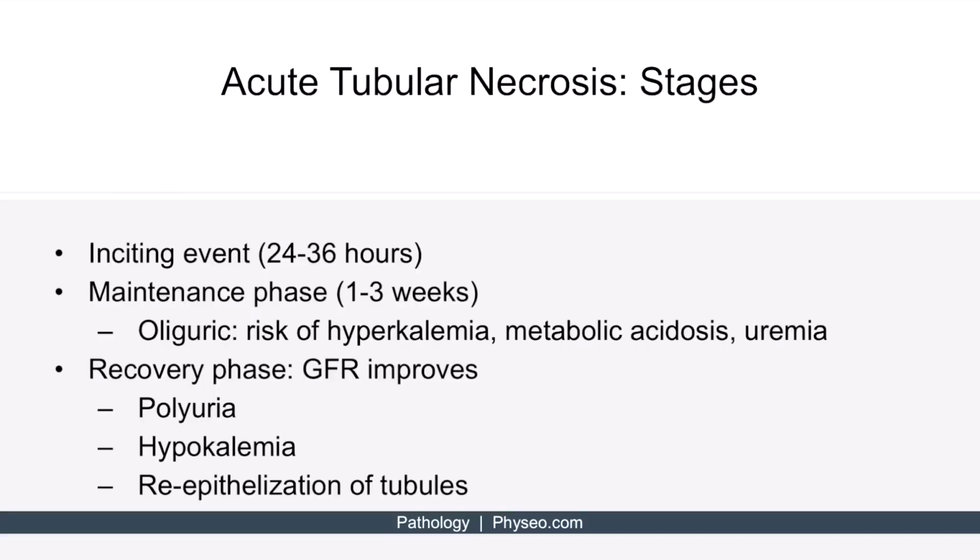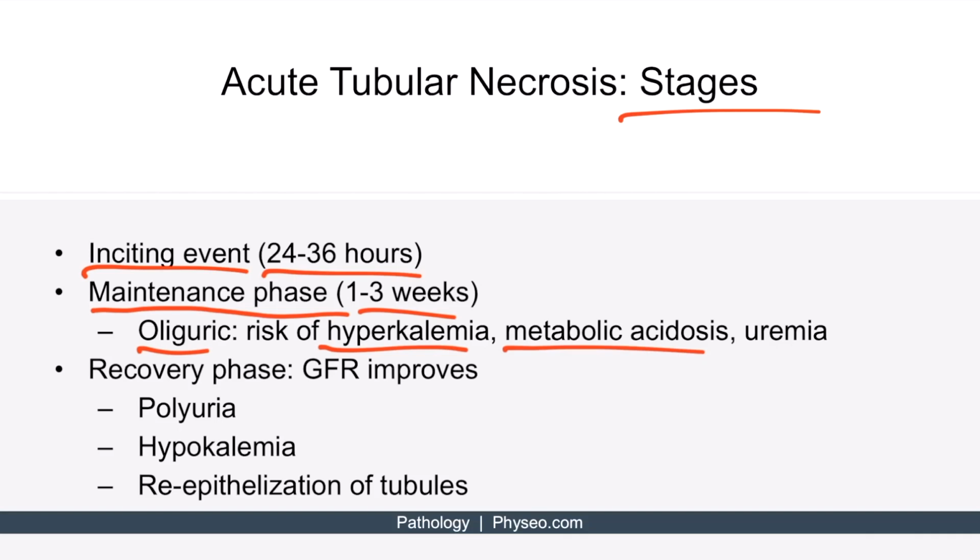And it's the fact that it has stages. The first stage is the inciting event, and that may last up to 24 to 36 hours. During this stage, there's only a slight decrease in urine output. Now the next stage is the maintenance phase, which can last 1 to 3 weeks. This is the oliguric phase. During this phase, there's risk of hyperkalemia, metabolic acidosis, and uremia. And that's due to the significantly decreased urine output, so potassium, acids, and urea will stay high in the blood.